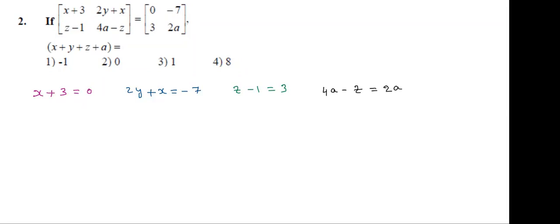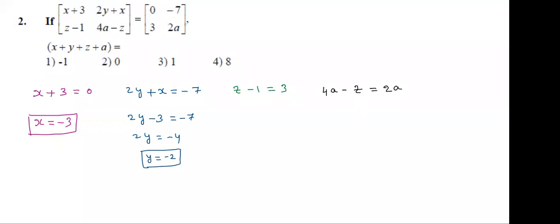So one by one we want to calculate. First I am going to calculate this. X is equal to minus 3. We got the x value. Substitute that x value here. 2y minus 3 is equal to minus 7. Then 2y is equal to minus 4. Then what is the y value, students? Minus 2.